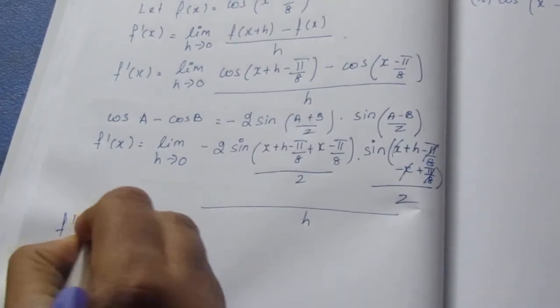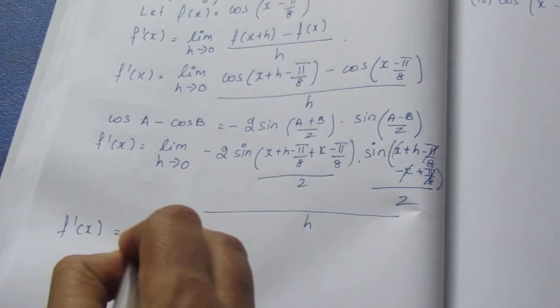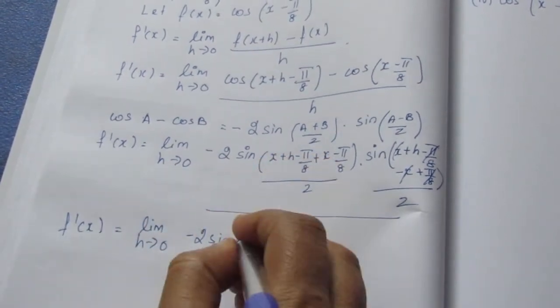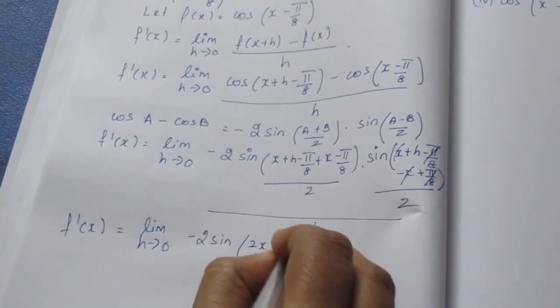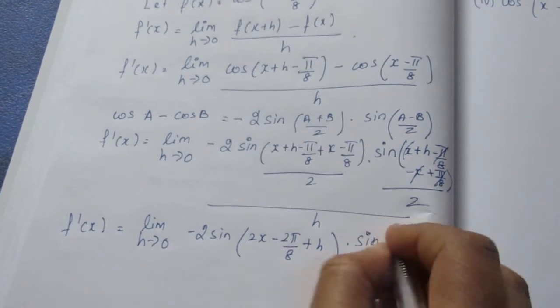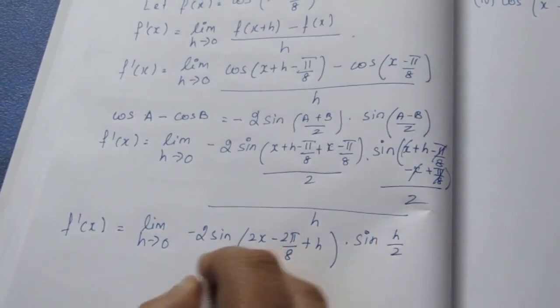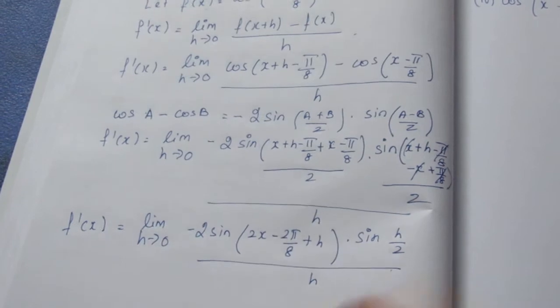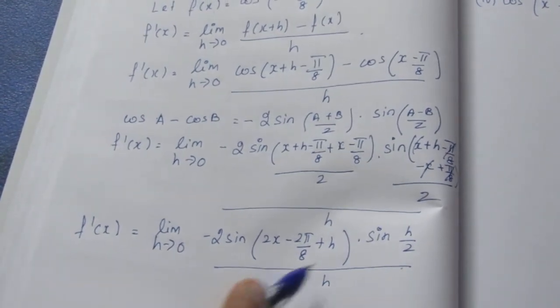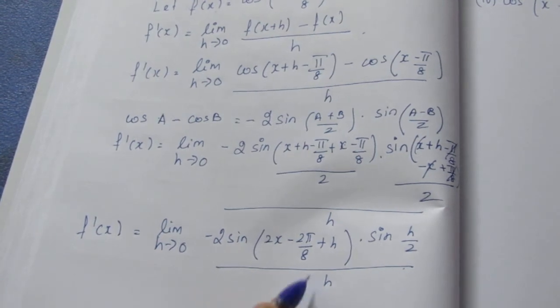Now solve it. Limit, f dash x is equal to limit h tends to 0. Here it becomes minus 2 sine, here we have 2x, so (2x minus 2 pi by 8 plus h) by 2. Here we have sine only of h by 2. The whole thing is divided by h. Now we can't apply the limit value here. Seeing this further we can't solve it, so we plan to apply the limit value.